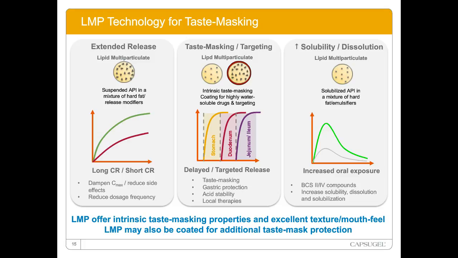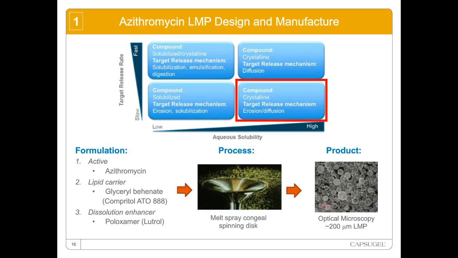For azithromycin, the target product profile components of high dose requirements, a specific release profile for a pH-sensitive drug, and palatability requirements all led us to lipid multiparticulates for this formulation. The formulation is 50% drug with a lipid carrier and dissolution enhancer making up the balance of the formulation. It is processed well below the drug's crystalline melt or dehydration temperatures, so this API remained crystalline in nature throughout the process predominantly. The process results in small, smooth, and fairly monodispersed particles as shown on the right side of this slide.